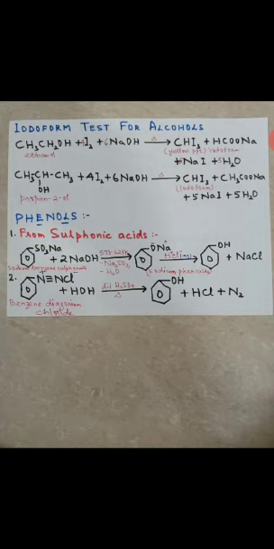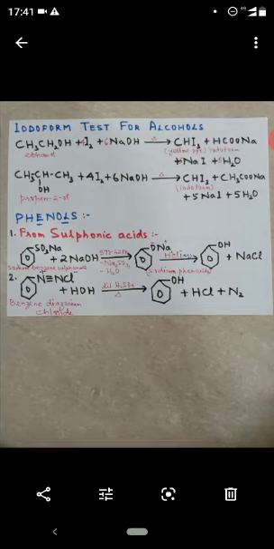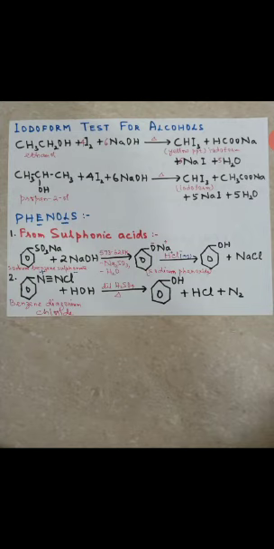What is iodoform? CHI3, it's a yellow precipitate which has a characteristic smell. It is given only by compounds like ethanol, propan-2-ol, butan-2-ol in this way. Methanol does not give, propanol does not give, butanol does not give. So this particular test is also used to distinguish between different types of alcohol.